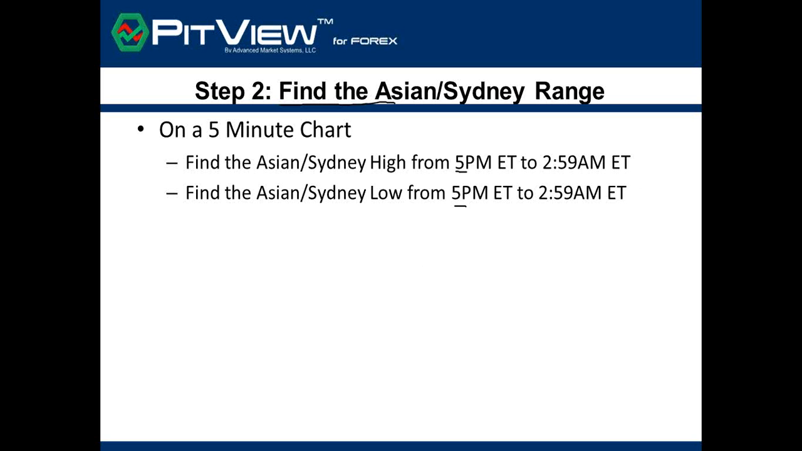So what you're looking for is the high and the low price from 5 p.m. to 2:59 a.m. Eastern Time, and you're going to calculate the range. When I say calculate the Asian range, you're just going to look at the high and the low price between these time frames and find how many pips it moved from 5 p.m. to 2:59 a.m. Eastern. 3 a.m. is the actual opening of the London session. That's when the largest amount of institutional traders in the Forex markets, who reside in banks in Europe and London, tend to push market momentum in one direction or the other.